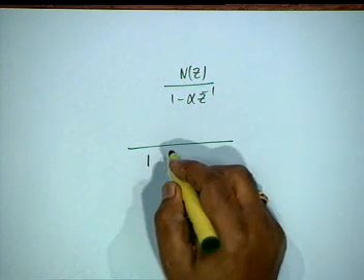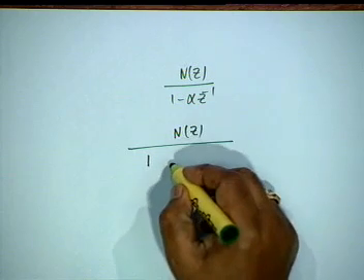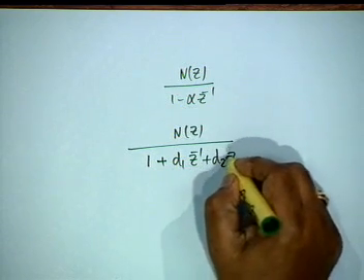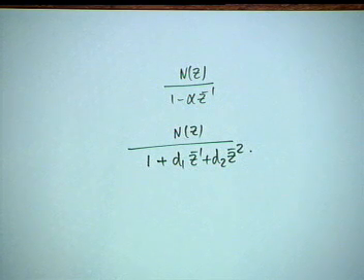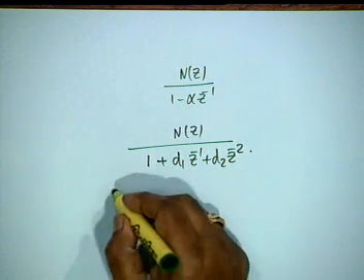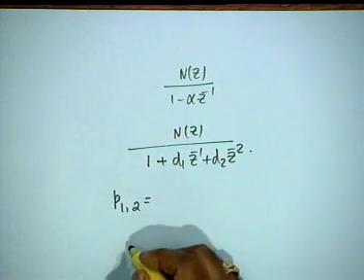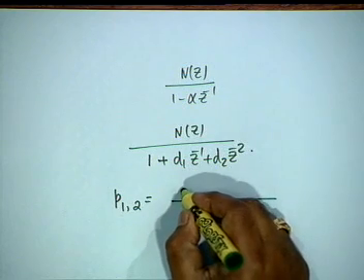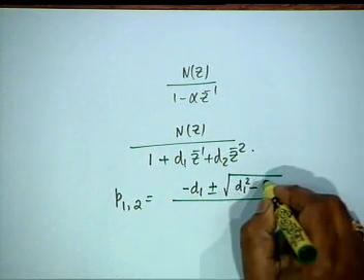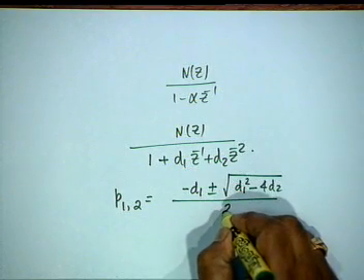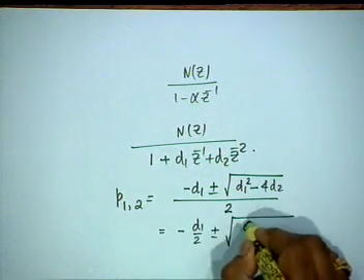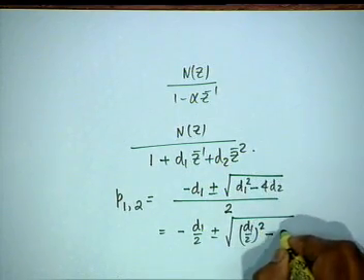IIR filter, numerator of z over 1 plus d1 z inverse plus d2 z to the minus 2. How do you test the stability of this? Obviously, this is also not a problem. You can find the poles P1, 2 as minus d1 plus minus square root of d1 square minus 4 d2 divided by 2, which is equal to minus d1 by 2 plus minus square root of d1 by 2 whole squared minus d2.